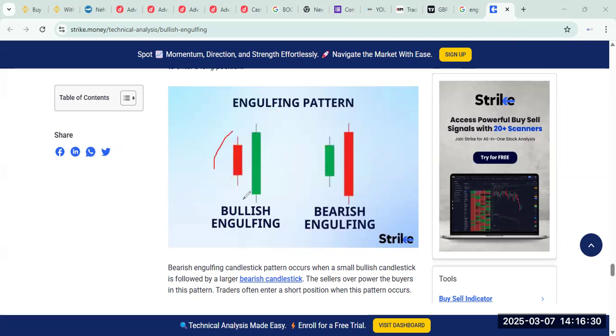So what is the psychology behind the bullish engulfing? You see it in a downtrend. After the bearish candle prints, the next candle that prints, if it engulfs the body of the previous one, is just a signal that the downtrend may be ending and a bullish trend is about to begin.